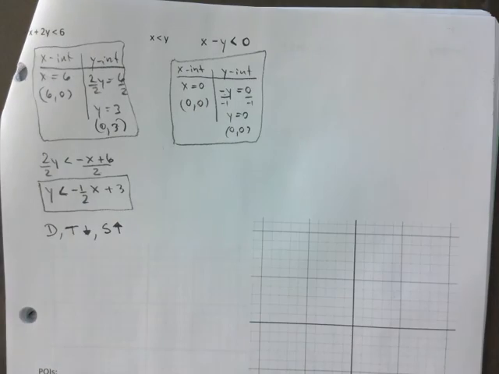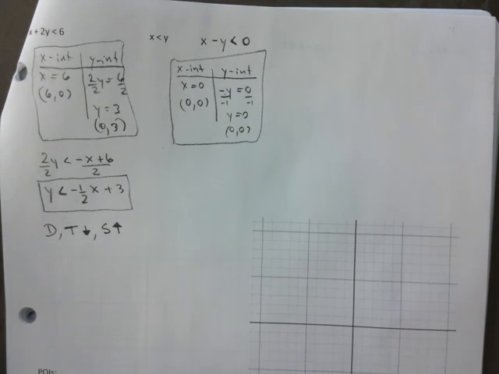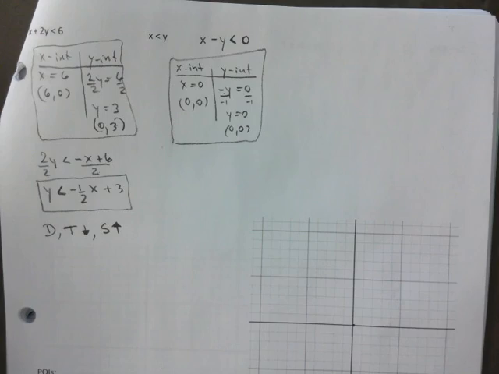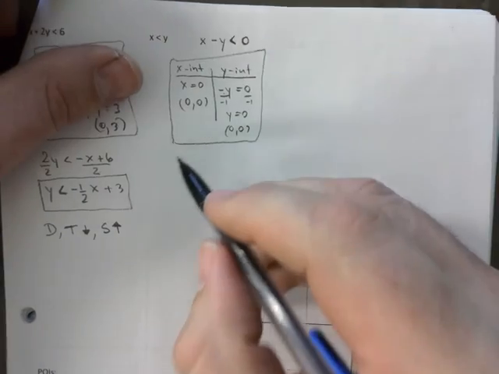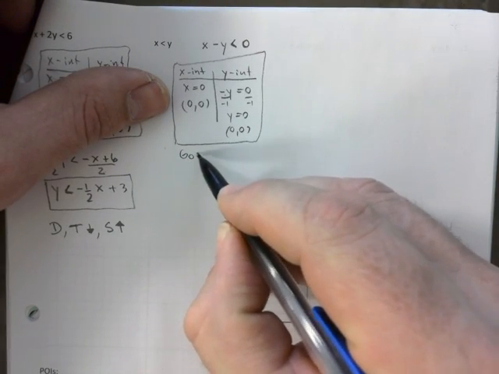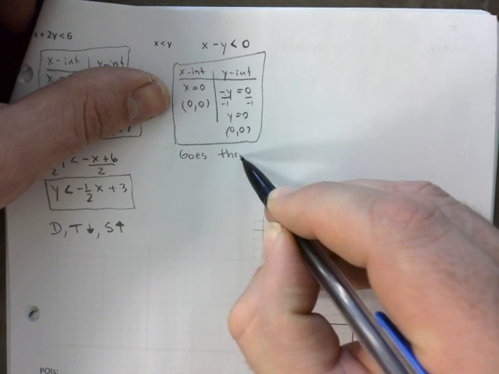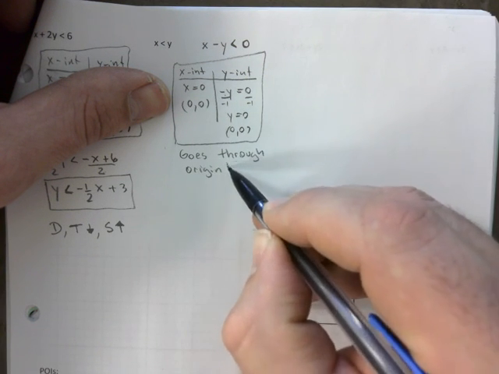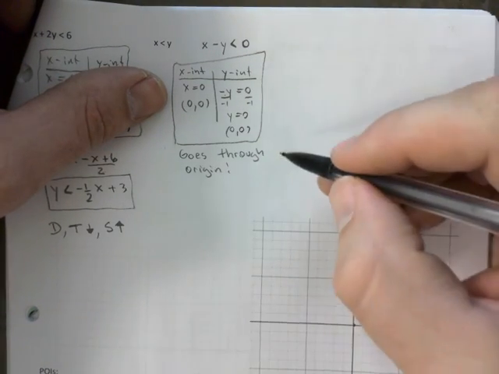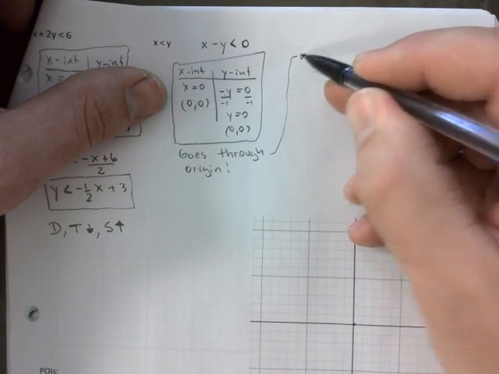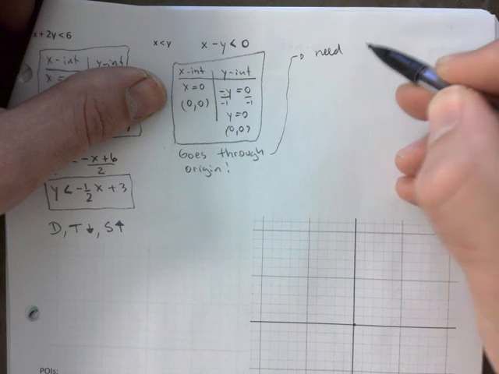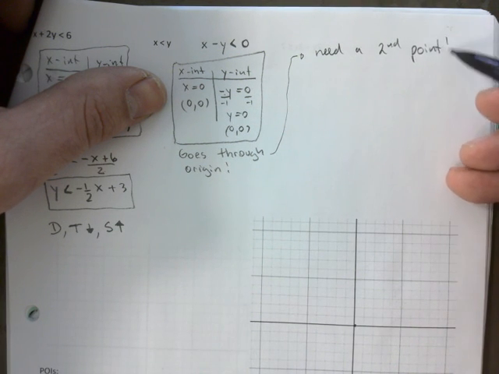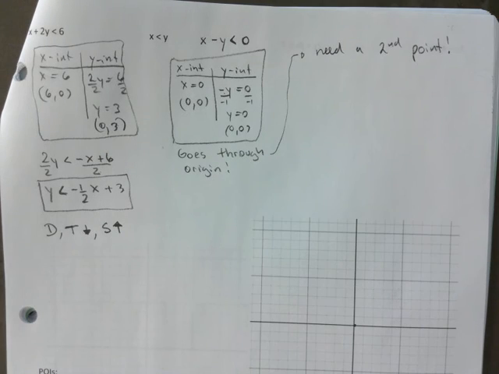And you don't have 2 points, do you? You don't have 2 distinct points. It's like one point 0, 0 and another 0, 0. You can't make a line, right? So you need to be creative. Goes through origin. Okay? And with this case, you need a second point. You need a second point to make your graph.